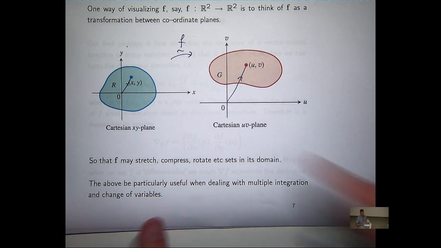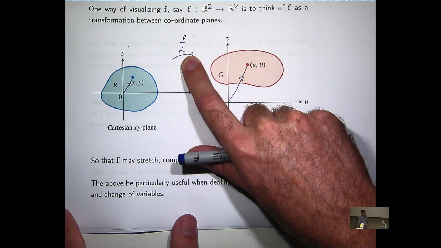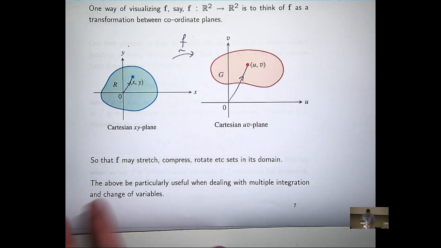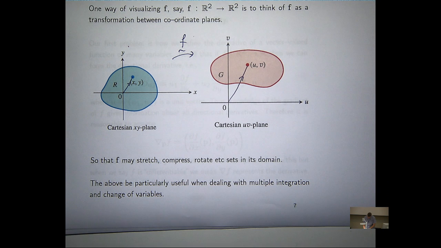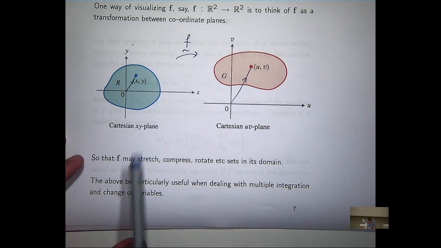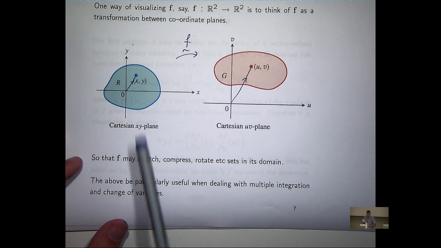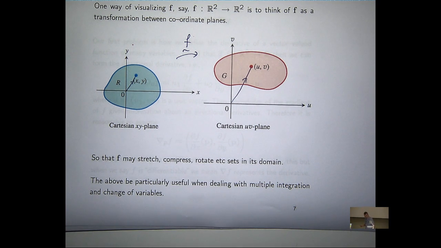Depending on what the vector-valued function is, it may do certain things to its domain. It could stretch it, it could compress it, it might rotate it. And this kind of visualization is going to be really important when you do integration in R squared and things like this, change of variables in multiple integration. So it's going to be quite important.